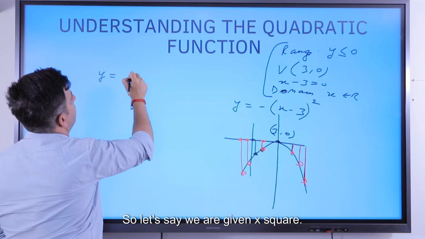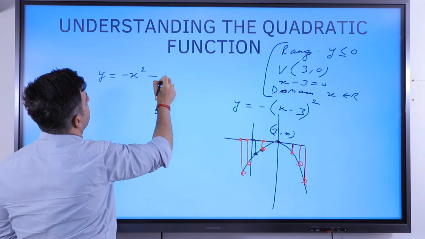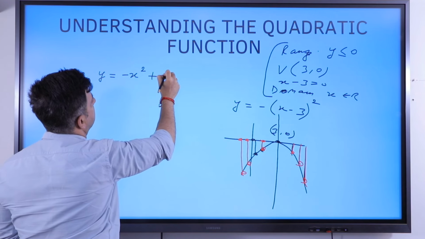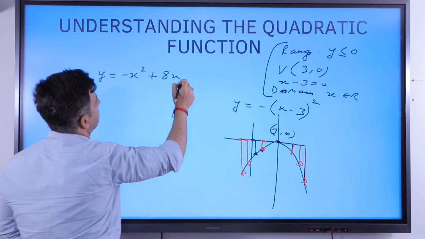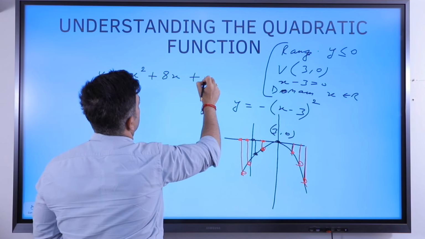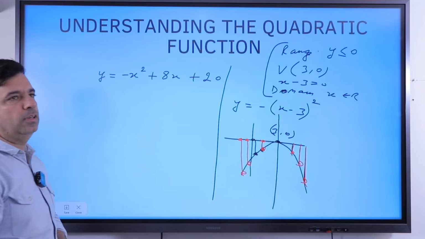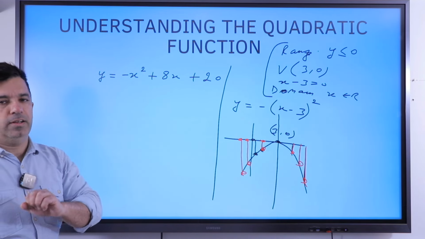So let's say we are given negative x square plus 8x plus 20. Let's say we are given this expression. So the first task is to complete the square.